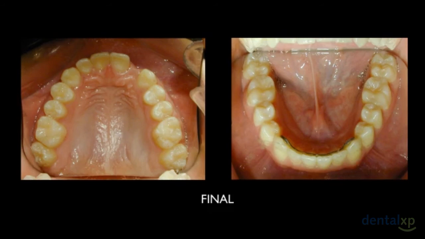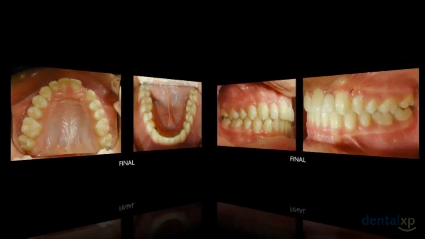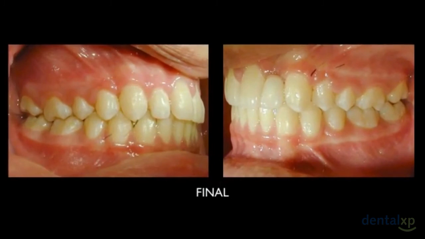What can we offer him at this moment? He had the option of using a removable Hawley with a pontic or having a fixed tooth bonded restoration. He preferred something bonded. This is a fixed tooth bonded restoration, and this is how he finished the active orthodontic treatment.